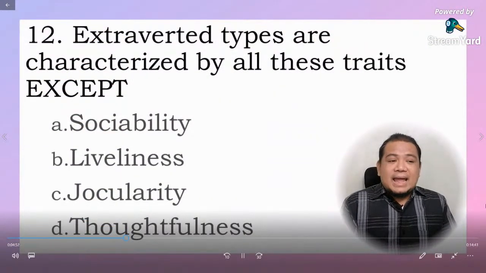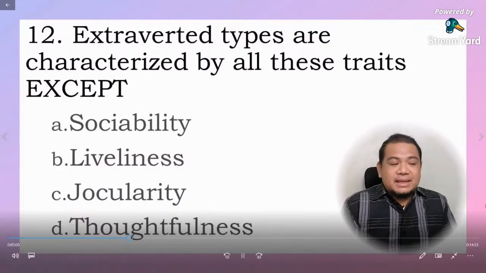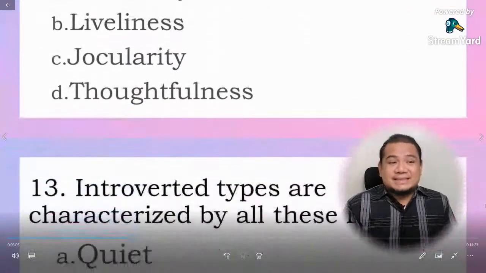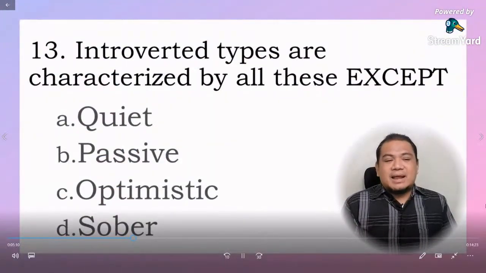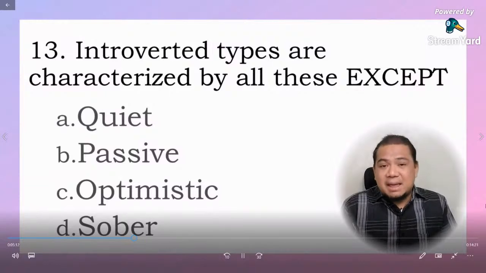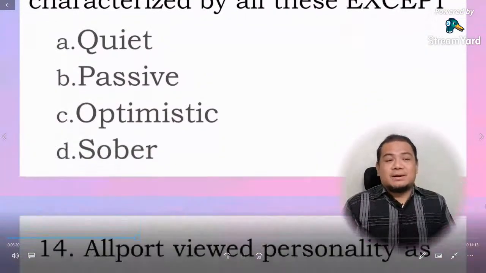Number 12. Extroverted types are characterized by all of these, except A, sociability, B, liveliness, C, jocularity, or D, thoughtfulness. Number 13. Introverted types are characterized by all except A, quiet, B, passive, C, optimistic, or D, sober.